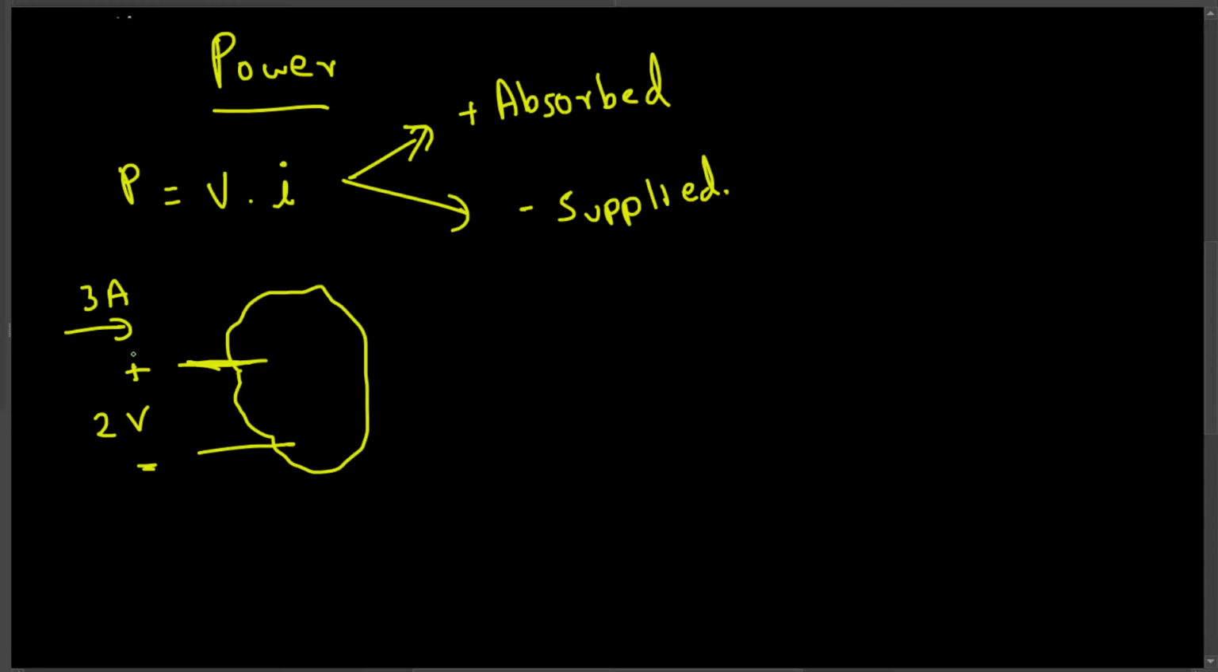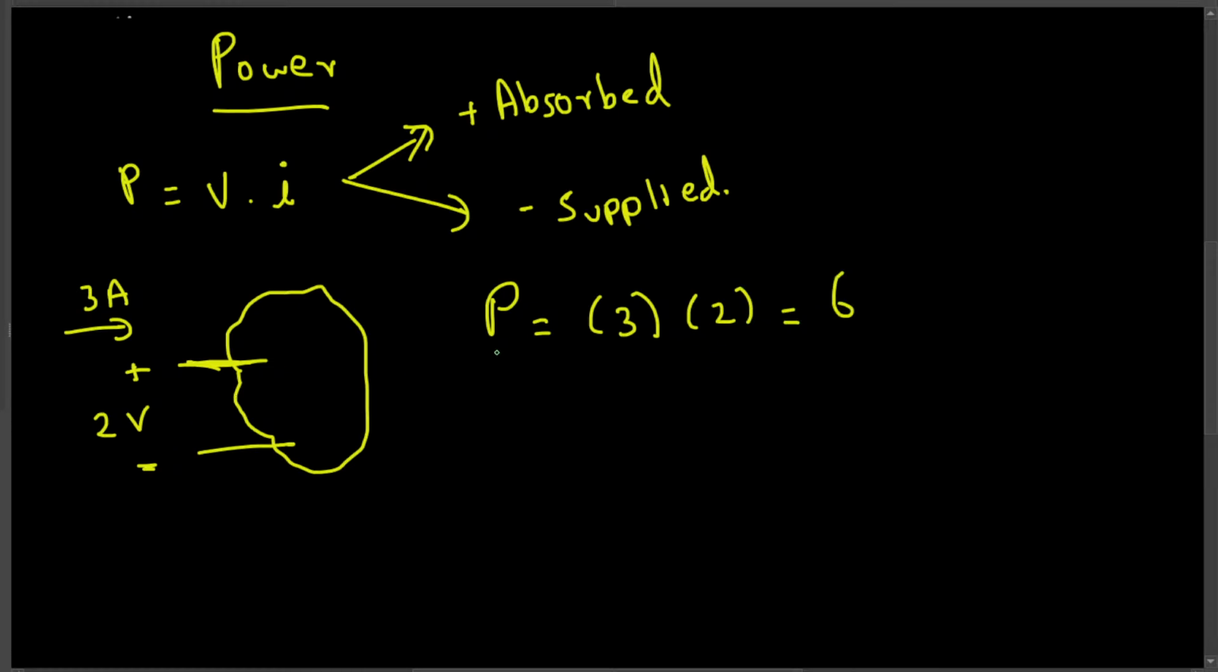Now here, what is the power value for this one? If you have a positive value current, and if it's passing through the positive sign, we have to just multiply this one. So P is equal to, the current is given by 3 ampere, so 3 times the voltage, that is 2 voltage, 3 times 2, and we get 6.